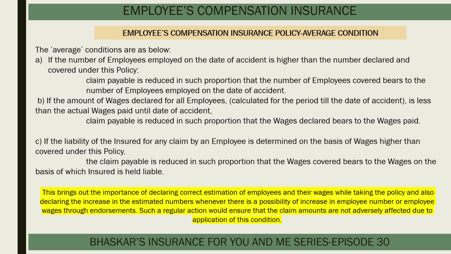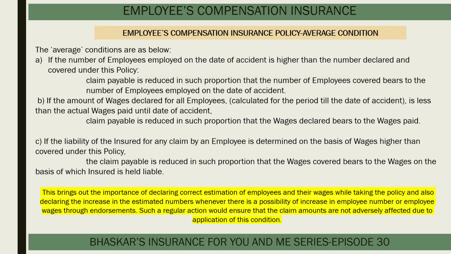In relation to this adjustment clause, some of the insurers are imposing average condition under the policy, as we'll see now. If the number of employees employed on the date of accident is higher than the number declared and covered under the policy, then the claim payable is reduced in such proportion of the number of employees covered bears to number of employees employed on the date of accident. This is one type of average condition.